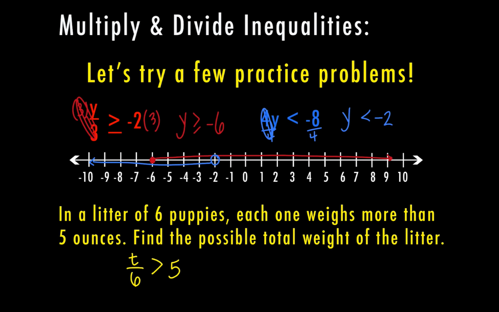So in order to solve this one, I have to do the opposite of divide by 6, which is multiply by 6. And whatever I do to one side, I have to do to the other. 6 divided by 6 is 1, so I'm left with the total weight of the puppies is greater than 5 times 6, which is 30 ounces. So that means that the total weight of all my puppies is more than 30 ounces.